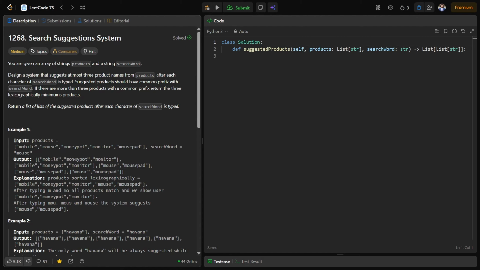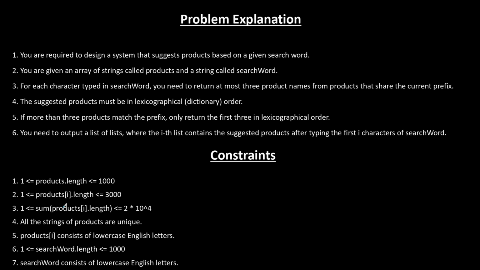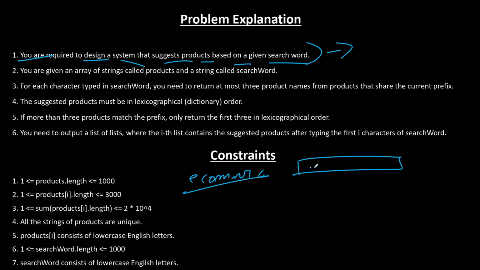I will request you to read the question beforehand as I will deep dive into the PPT and explain it in a simpler way. Now let's understand the problem in the easiest way possible. You are required to design a system that suggests products based on a given search word. To make this easier, if you go to an e-commerce site and have a search bar and you typed mo, all the most common or important items as per the description will appear here.